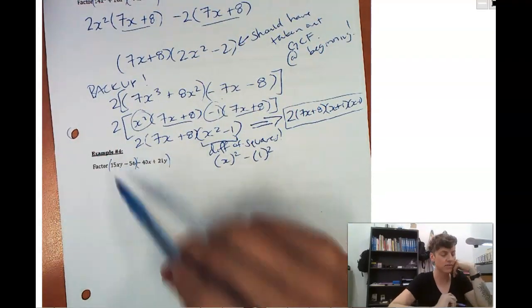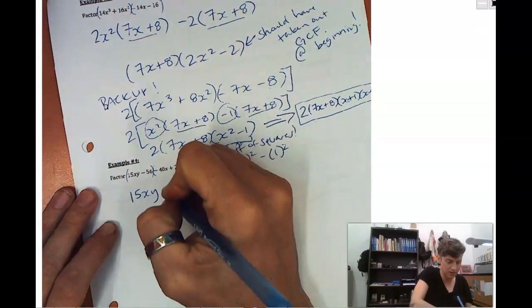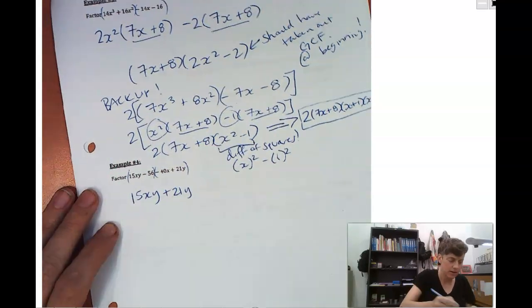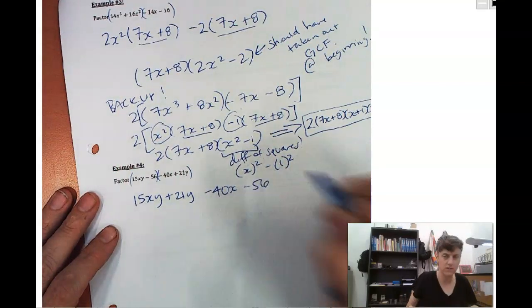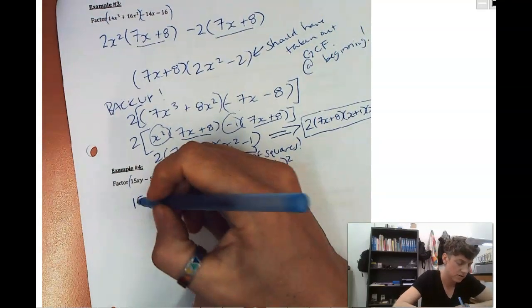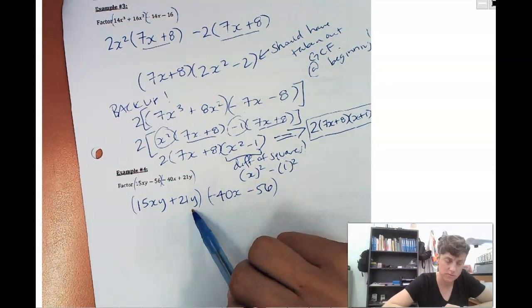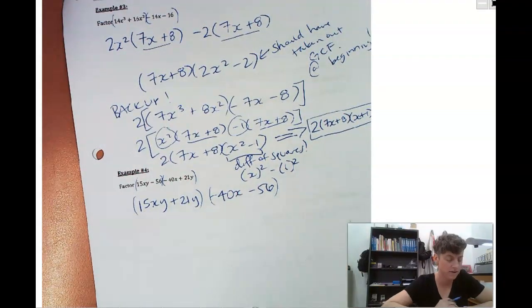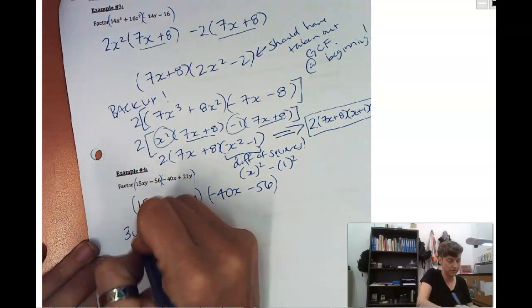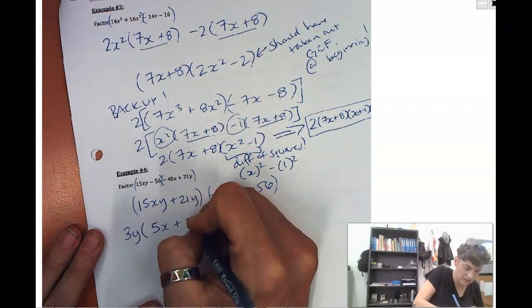So let's put the things that have the y's together. Let's rearrange. So this is 15xy plus 21y, and then let's do minus 40x minus 56. So let's group these together, and let's try it out. What's the greatest common factor between these two? Well, they each have a y that we can take out, and they're both divisible by 3. So let's take out a 3y, and we'll be left with 5x plus 7.